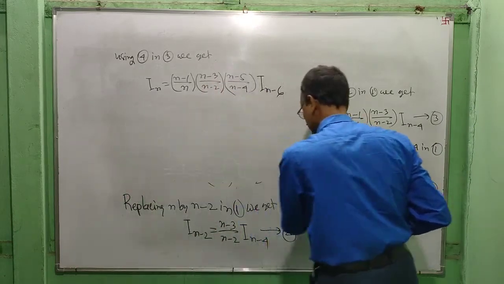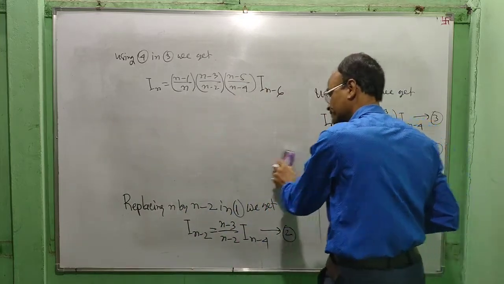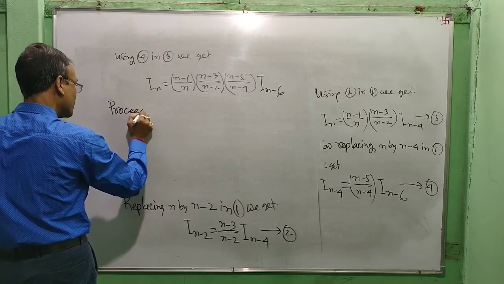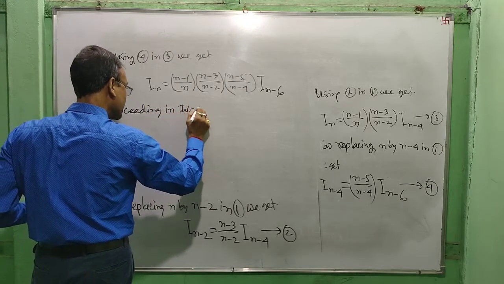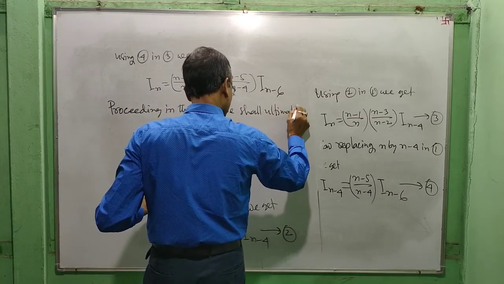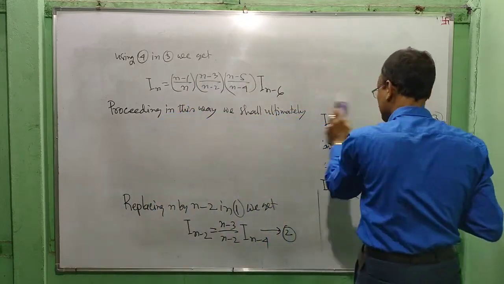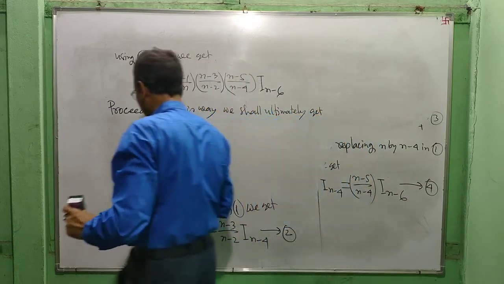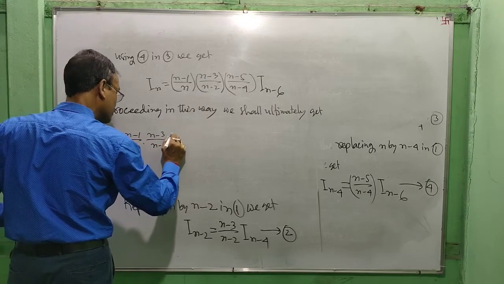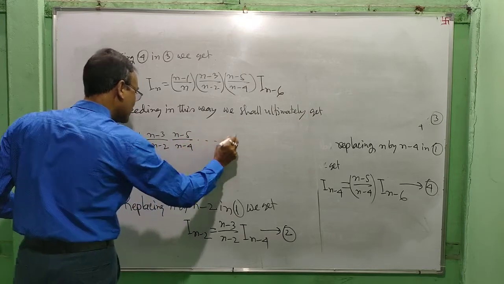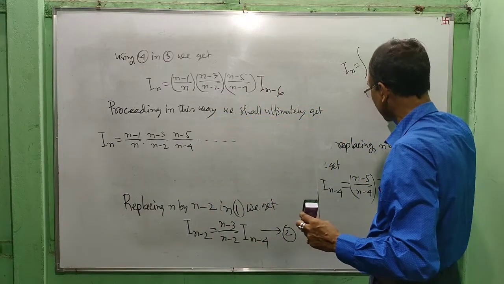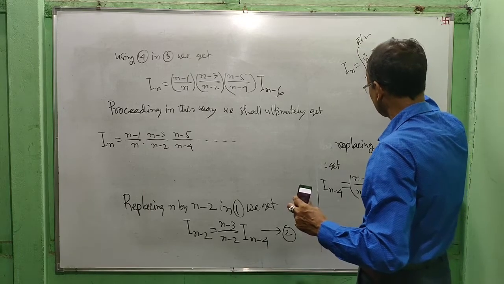Now, proceeding in this way, we shall ultimately get In equals n minus 1 by n, n minus 3 by n minus 2, n minus 5 by n minus 4, and so on. Remember, you should remember that In equals the integral from 0 to pi by 2 of sine to the power n x dx.